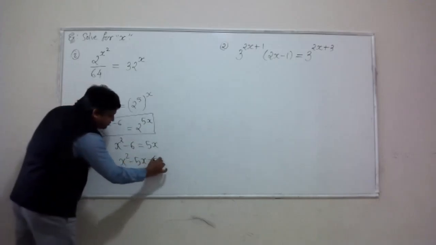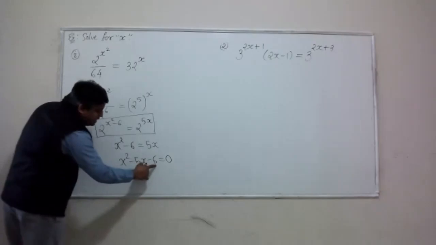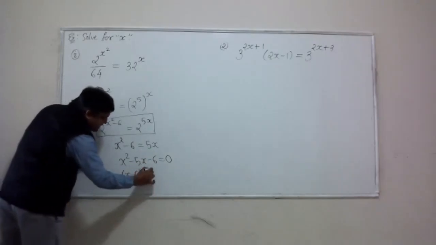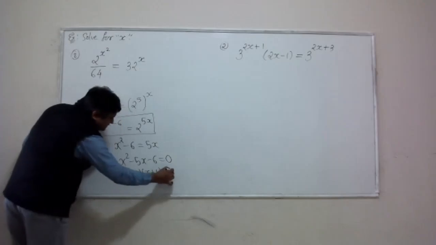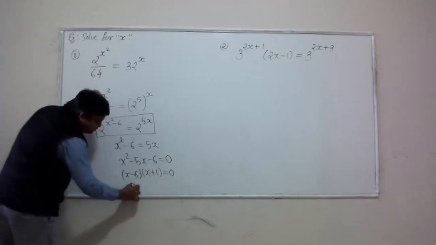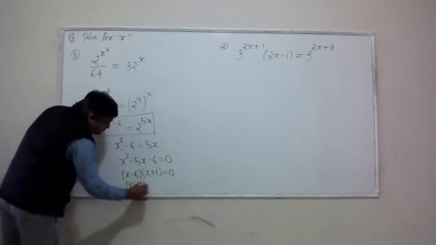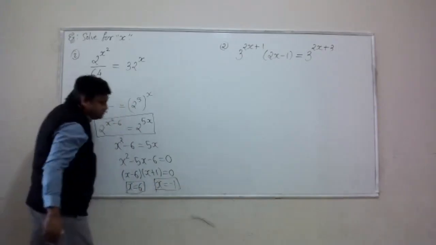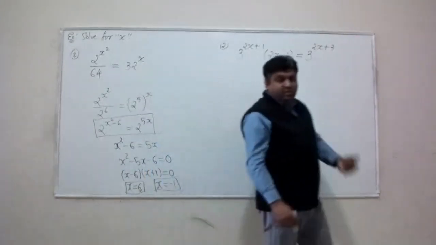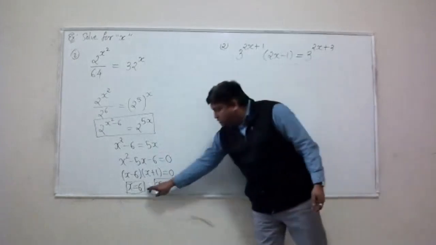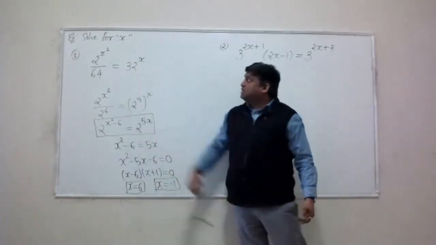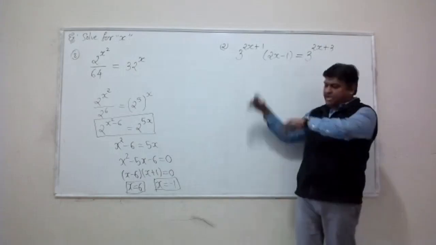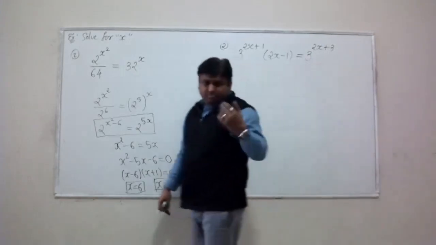Add negative 5x on both sides. Factors of negative 6 that adds up to negative 5 are going to be negative 6 and positive 1. If you set each of these factor equal to 0 and solve for x, you will get x equal to 6 or x equal to negative 1. So these are the two solutions of given exponential equation. All right, now let's look at the second example.